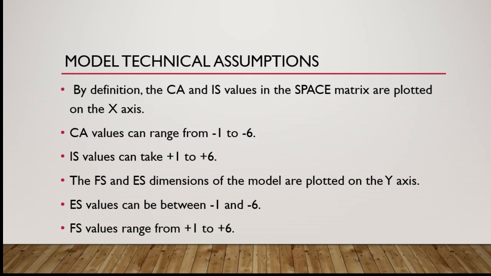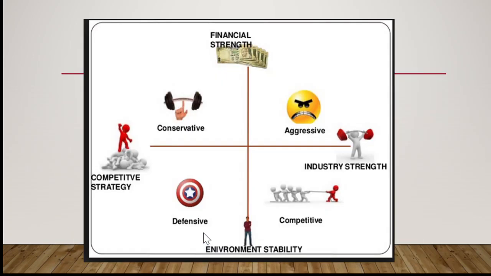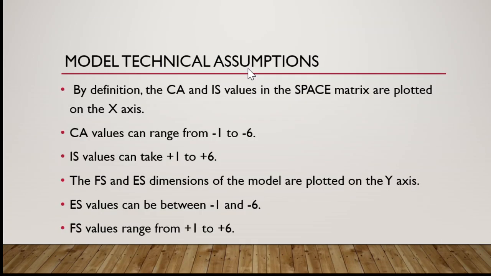Okay, and then yung FS and ES naman natin, financial strength and environmental stability, dimensions are plotted on the y-axis. So, ES or yung environmental stability can be between -1 and -6, and then yung financial strength naman natin from +1 to +6. So, tignan natin ulit. So, ito yung environmental stability natin, from -1 to -6, while FS or financial strength from +1 to +6.